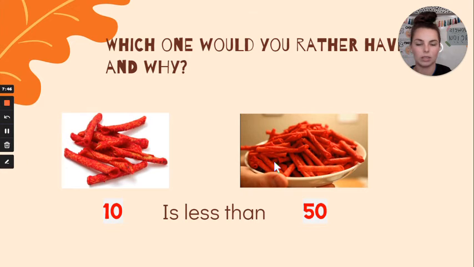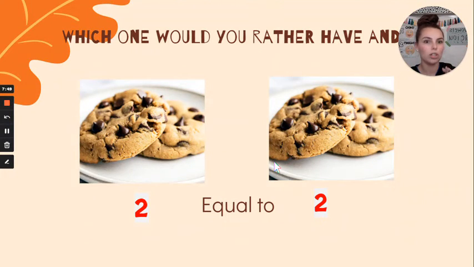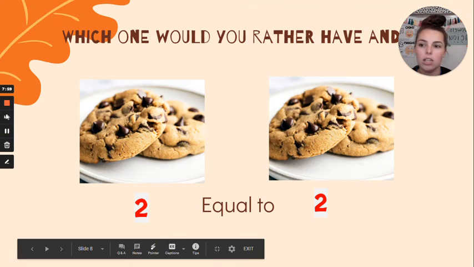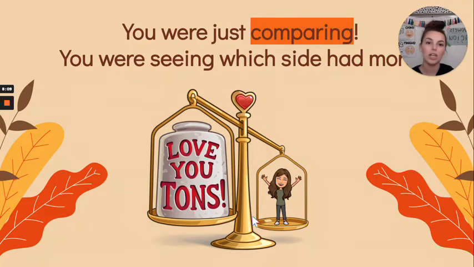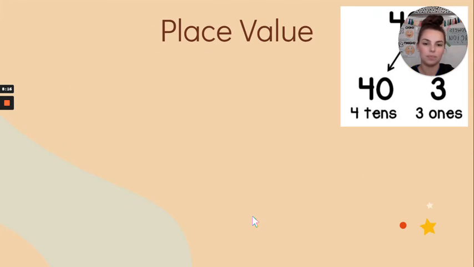Okay, let's go to the next one. Which one would you rather have? 2 cookies or 2 cookies? Well, they're the same. They're exactly the same number. This is 2 X's and this is 2 X's. So we say this is called equal. Equal means balanced or the same. So you were just comparing with me. You were seeing which side had more, and we learned some new words. Greater, less, and equal.